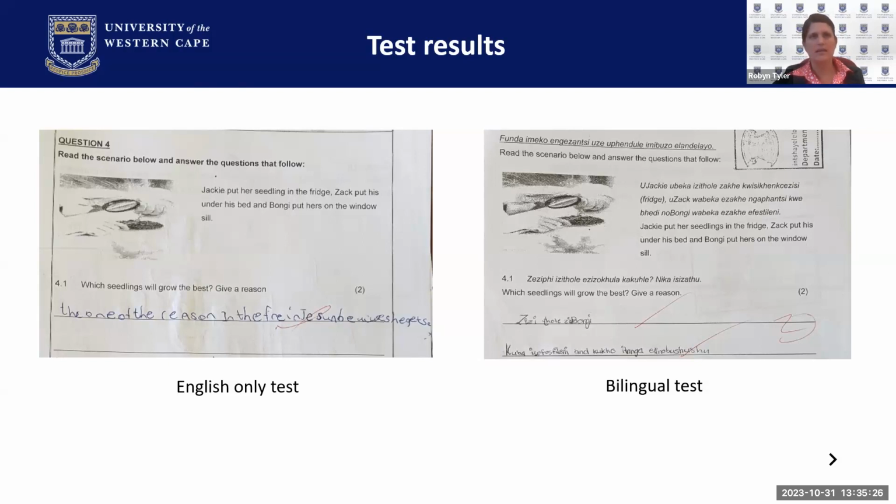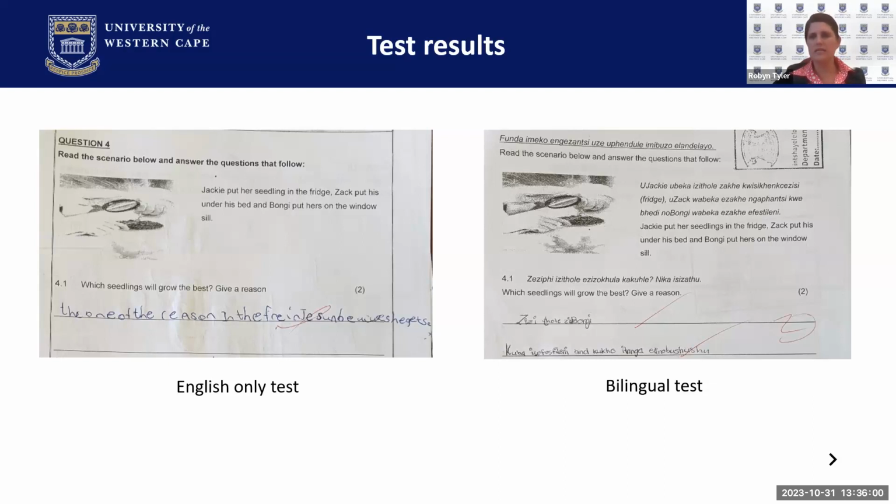So you can see that the English questions are the same, but she's included an isiXhosa version as well, so that the test questions were presented in both languages. And at the top of the test, the children were invited to respond to the test questions in either language. And we found some examples of test papers where the children have answered some questions in English and other questions in isiXhosa according to their knowledge and their vocabulary relating to that particular item on the test.